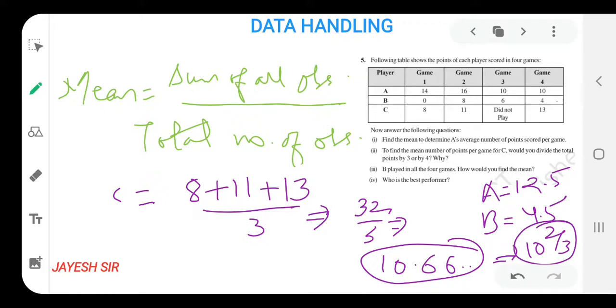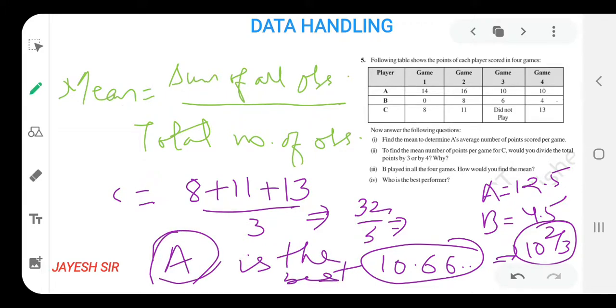Yes friends, so A's mean is 12.5, B's mean is 4.5, and C's mean is 10 2 by 3. So who has performed best? After finding the mean for all 3, we can say that A is the best performer. A is the best. Yes friends, I hope you all might be getting it.